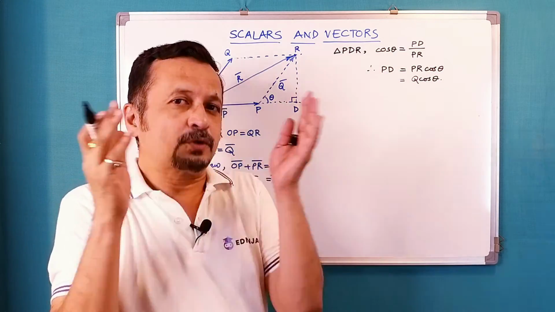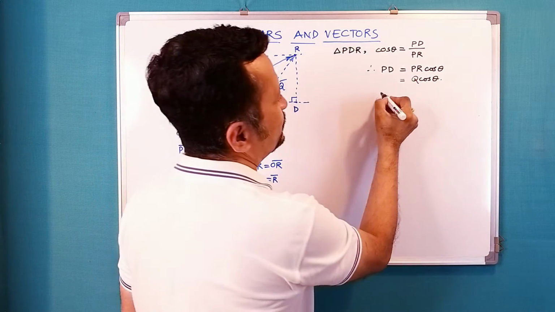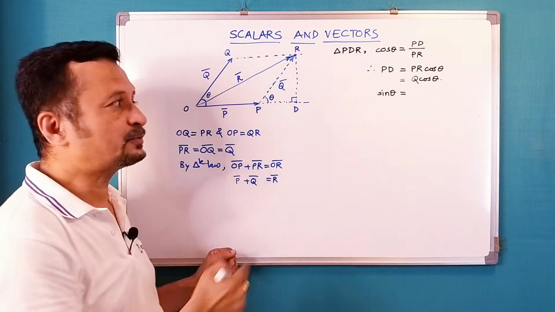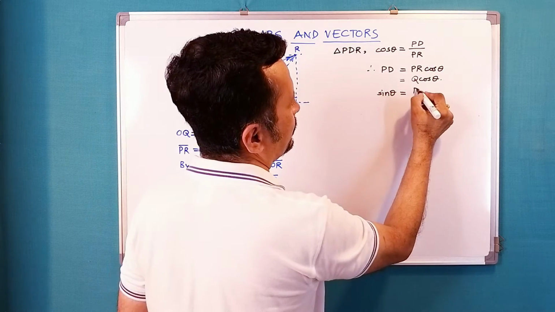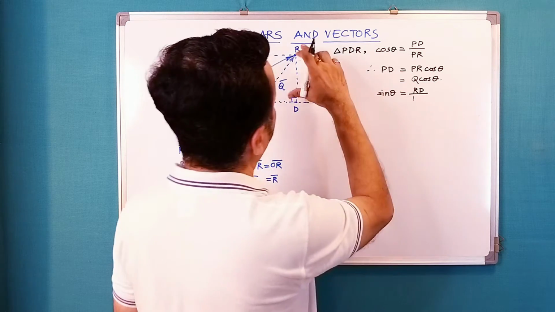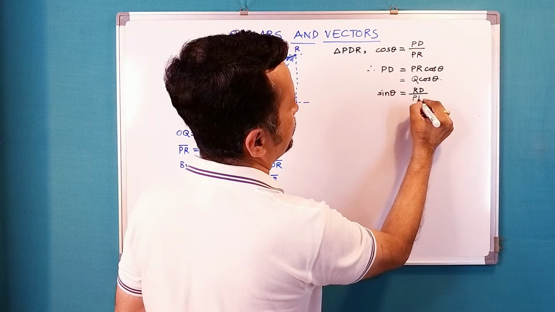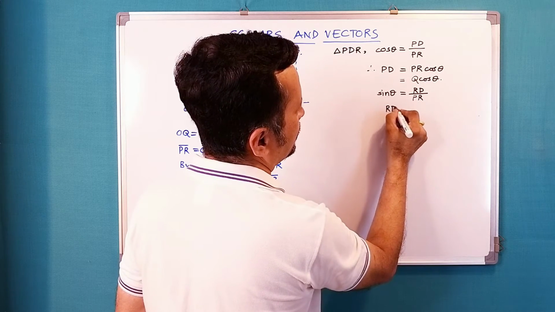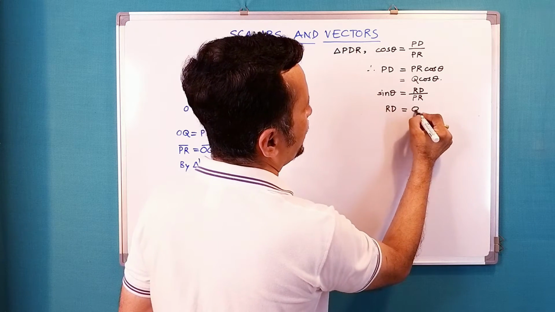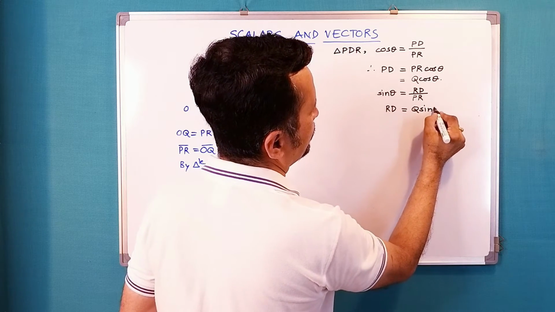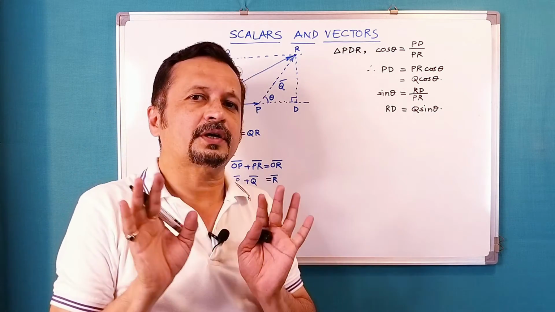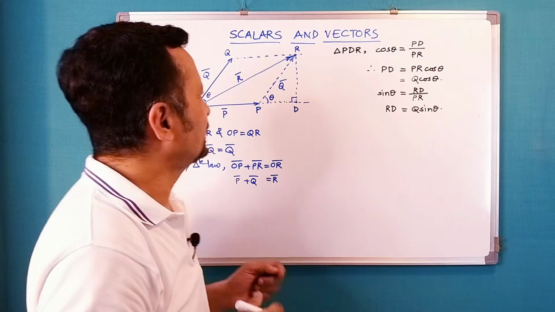Just like I put cos theta over there, let me put sin theta also. So sin theta is opposite upon hypotenuse. So that is RD upon PR. So my RD is equal to PR sin theta, and PR is Q, so RD is Q sin theta. Okay, this is something that I have written for my future convenience, immediate future, right.